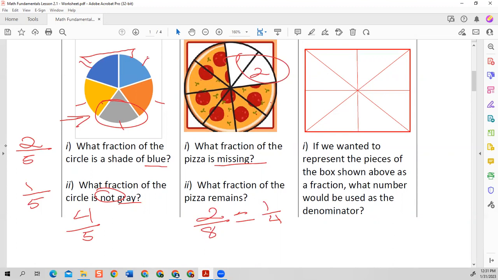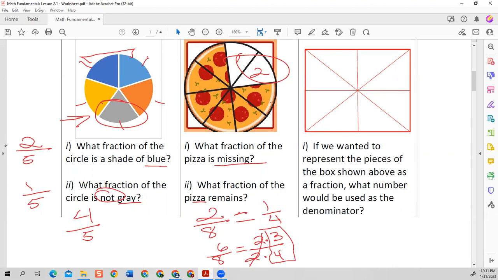Now, this next question says, what fraction of the pizza remains? Well, that means I have 6/8 of it remaining, and let's reduce it. 6 reduces by 2. Let me just write it like this. 2 times 3 is 6, 2 times 4 is 8, and I can reduce it by 2, and that leaves me 3/4 of it remains.